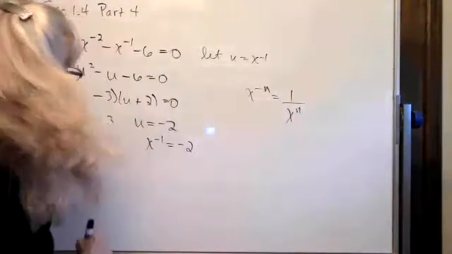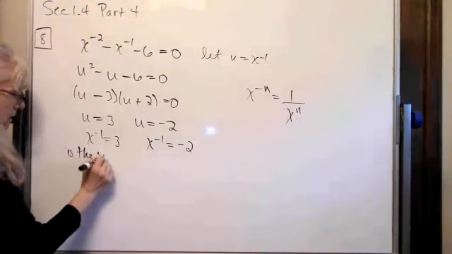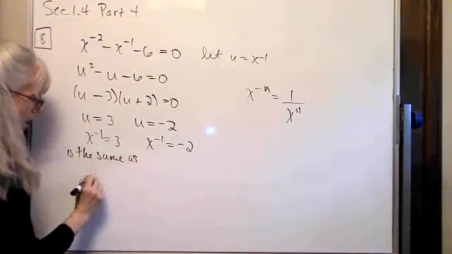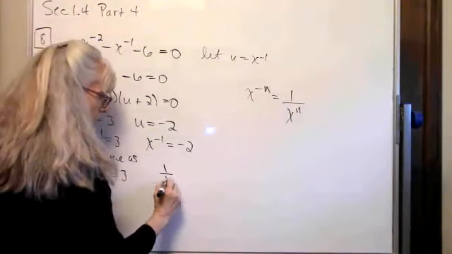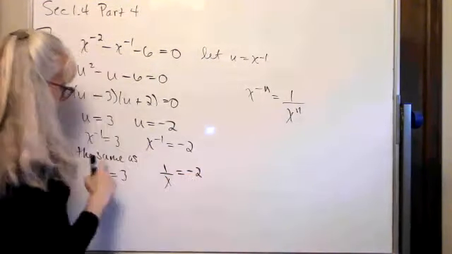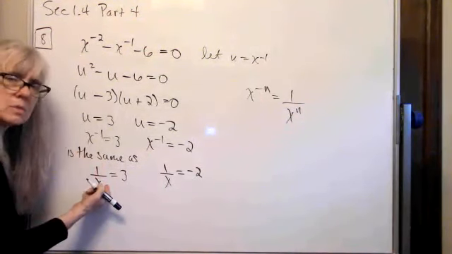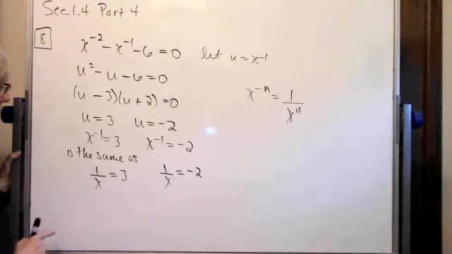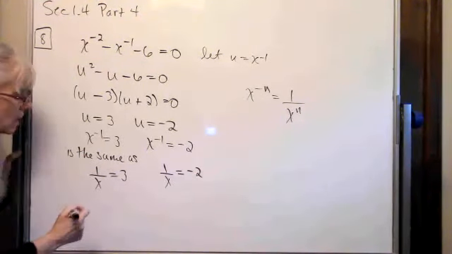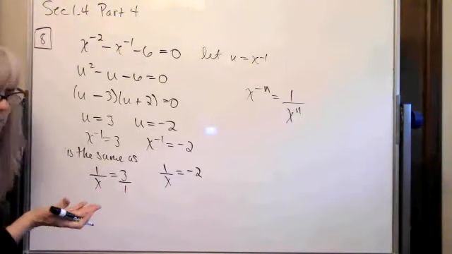So that means that this is the same as 1 over x is equal to 3. And this is 1 over x is equal to negative 2. So I took the negative 1 exponent, moving it to the denominator makes it a positive exponent of 1. We never write a positive 1 as an exponent. Well, now we need to solve this. You can do this a couple of different ways. I'm going to cross multiply this because I think that's the quickest way to think about it.